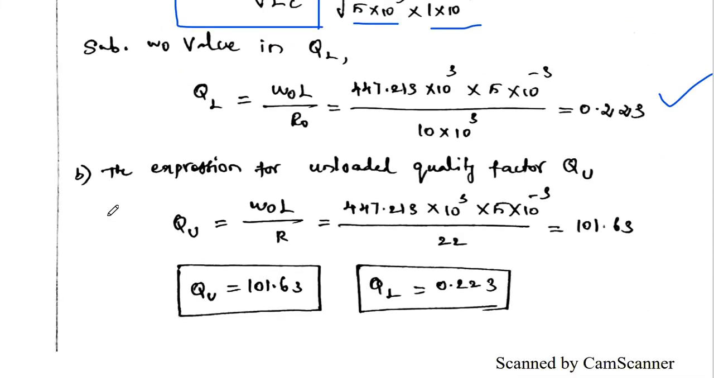Okay, so similarly, the second one is we have to find the unloaded quality factor. So the unloaded quality factor is nothing but omega naught L by RS. Okay, RS is nothing but a series resistance of the particular inductor. Okay, so similarly, you substitute omega naught value, L value, RS value as 22. So if you are substituting, we will get the answer is 101.63. Okay, so for quality factor, there is no unit. When we are comparing these two quality factors, you see the unloaded quality factor is greater than loaded quality factor. Okay, so this is the fourth type of problem.